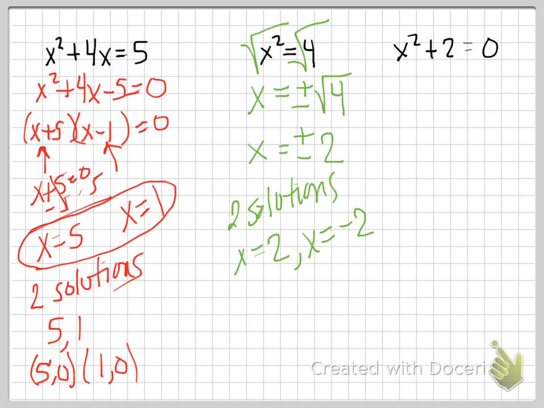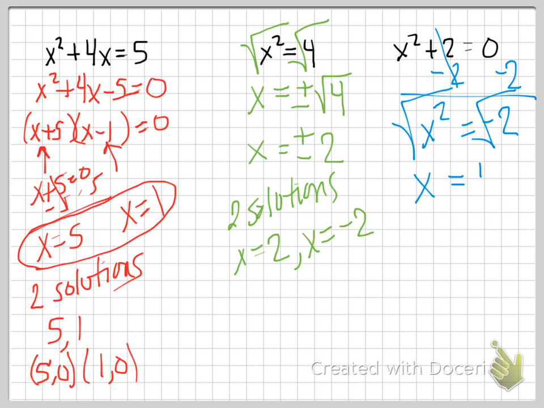Okay, and then the third one, I can see that there is not an x. So again, I'm going to go ahead and pull the 2 over to isolate the exponent and use that same strategy that I used on the last one. So I'm going to use my radical. I'm going to get x on the left side. I'm going to get plus or minus square root of negative 2. I can't take the square root of a negative number, so this one is no solution.